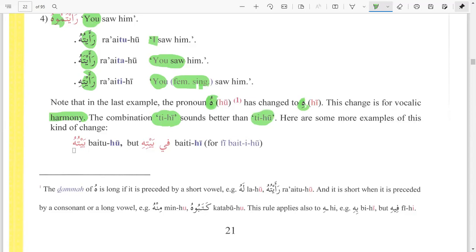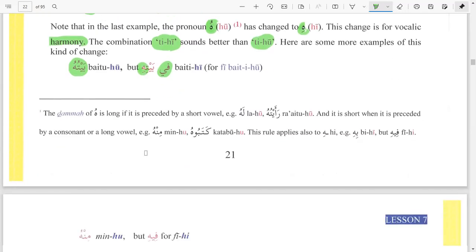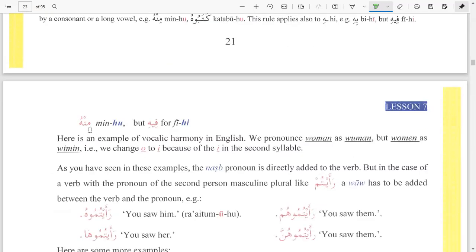Here are some more examples of this kind of change. Baituhu, his house. But when we use the preposition fi, it will be fi baitihi. Baitu changes into baiti because of the fi. So baiti is majroor and ti takes the kasra. So we give the hu a kasra here. It becomes fi baitihi. Minhu, with min it is hu. But with fi, we give it a kasra here. We don't read fi hu, we just read it fihi.